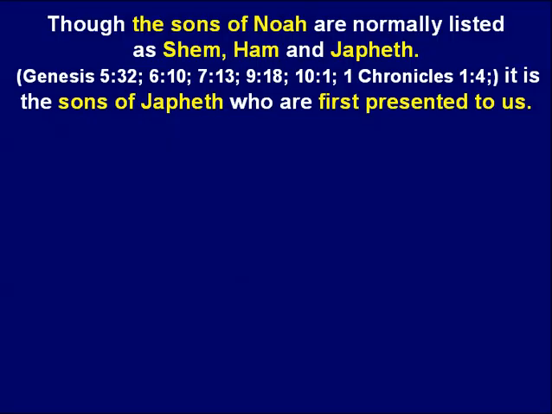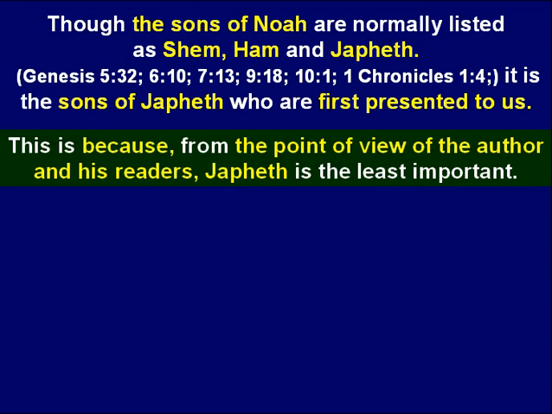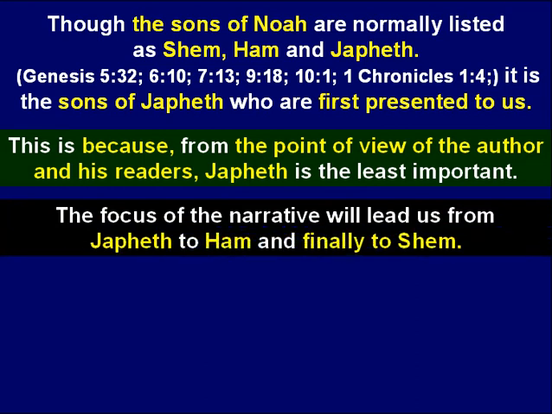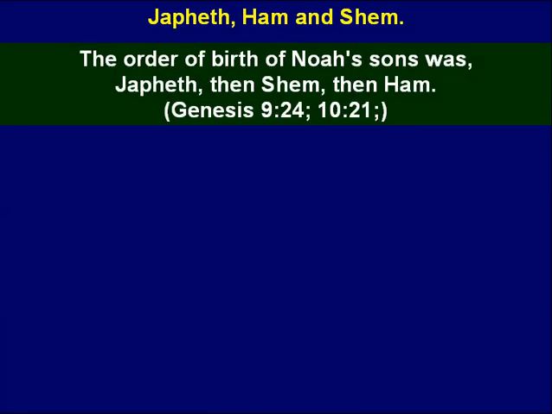The sons of Noah are normally listed as Shem, Ham, and Japheth. It is the sons of Japheth who are first presented to us. This is because, from the point of view of the author and his readers, Japheth is the least important. The focus of the narrative will lead us from Japheth to Ham and finally to Shem. The order of birth of Noah's sons was Japheth, then Shem, then Ham.